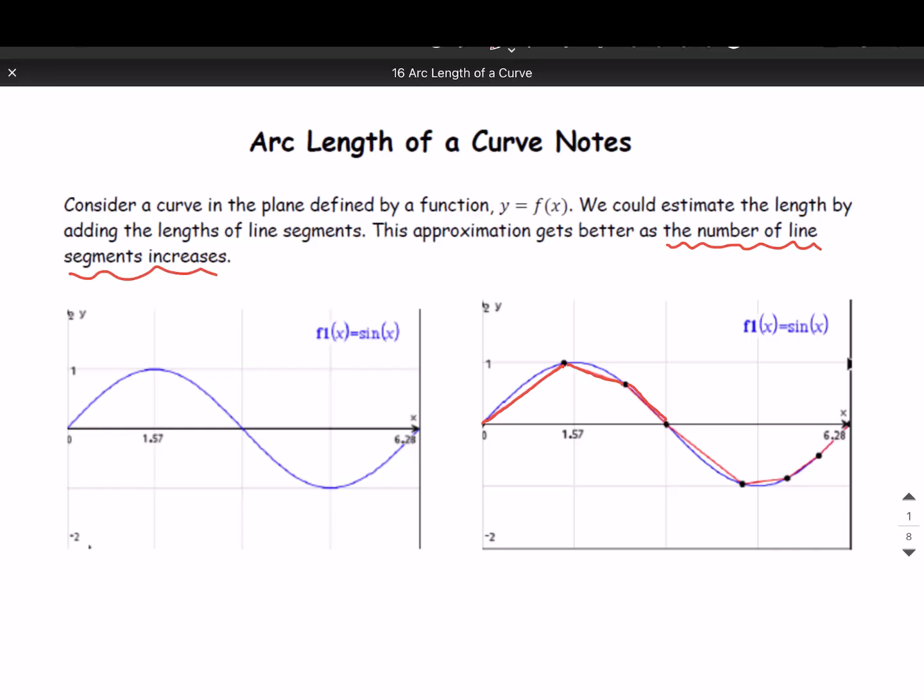Now remember, if we let n be the number of line segments, as the number of line segments increases, it's going to get closer to the actual arc length. That should be ringing bells and saying, ooh, this sounds almost like a limit. We'll come back to that.